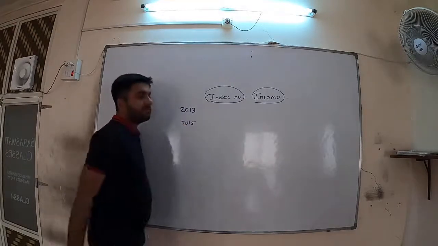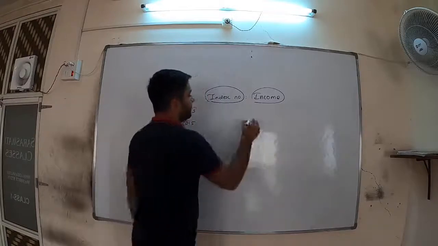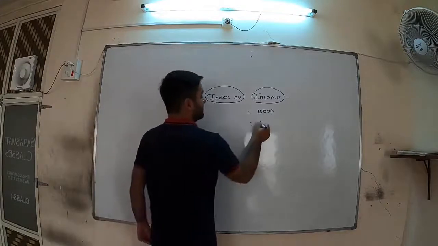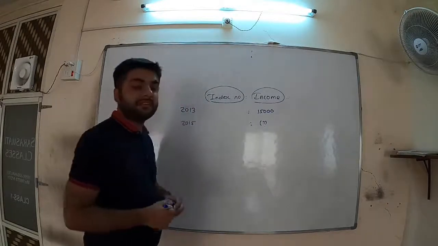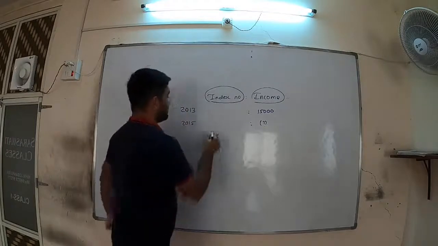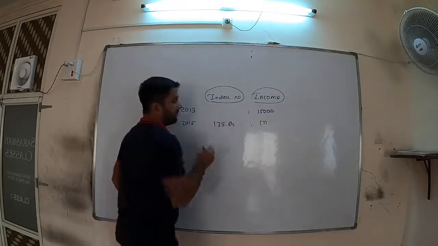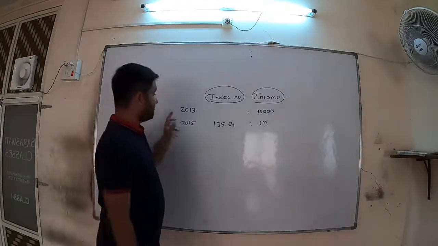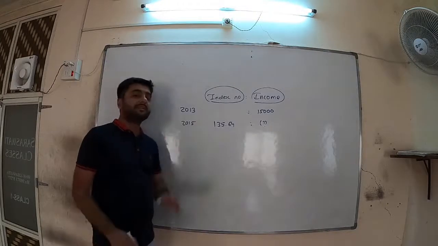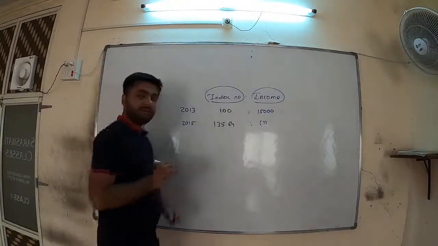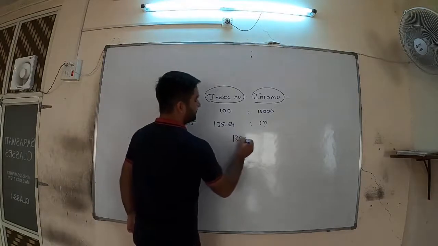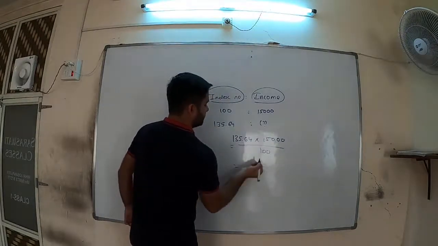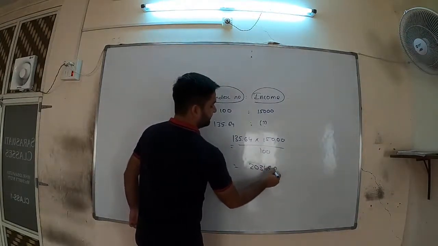For yesterday's sum, both years 2013 and 2015 were there. The income of the previous year 2013 was given as 15,000, and we need to estimate the income of the current year. Yesterday's index for the current year we found was 135.64. Of the two years 2013 and 2015, the smaller year is the base year, so the index of the base year will already be 100. Multiply these both and divide by 100, and we get this answer.